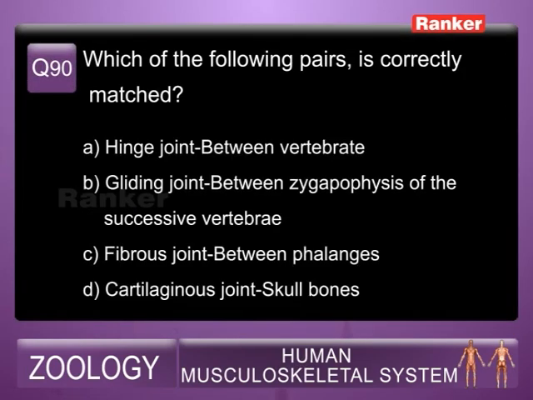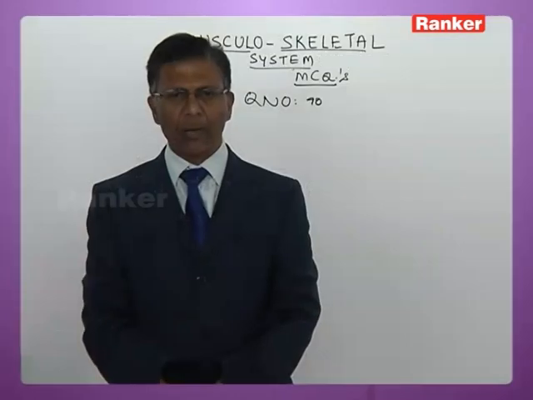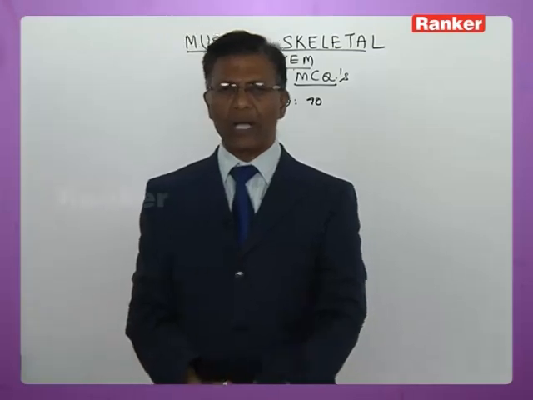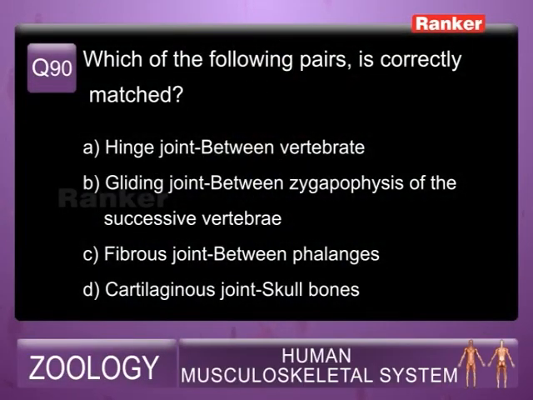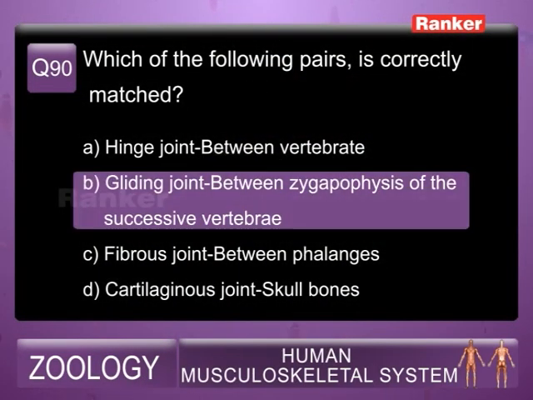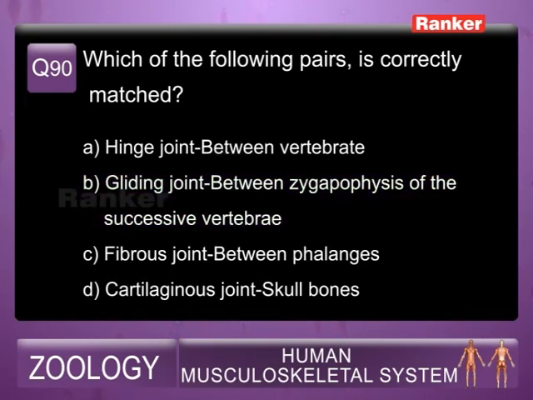Which of the following pairs is correctly matched? A. Hinge joint between vertebrae, B. Gliding joint between zygapophyses of successive vertebrae, C. Fibrous joint between phalanges, D. Cartilaginous joint between skull bones. Among these, the correct option is gliding joint between zygapophyses of successive vertebrae. The remaining options are wrong. So the answer for the 90th question is B, gliding joint between zygapophyses of successive vertebrae.